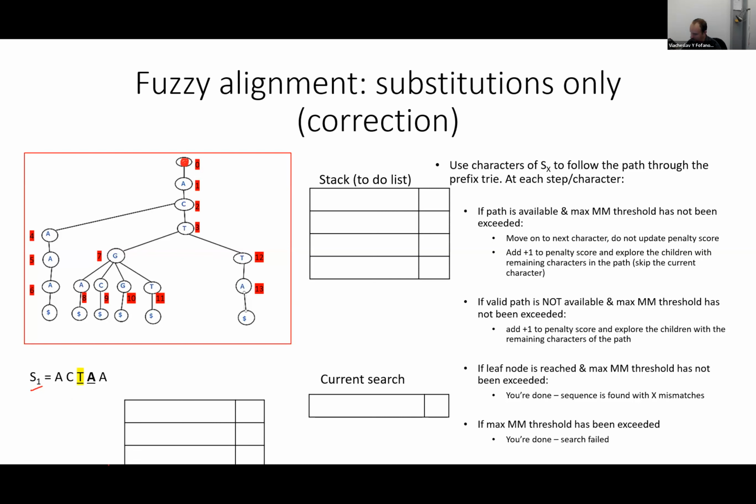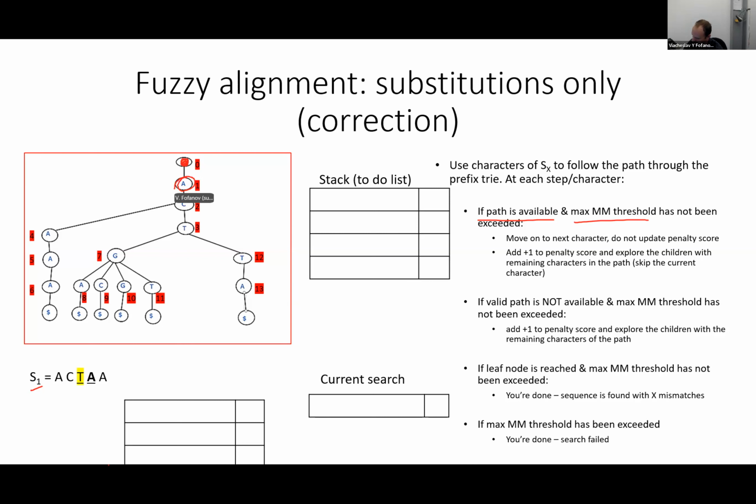So which of the options am I in? The path is available. Can I add one to the mismatch penalty and then explore the children? Well, not really, because there's only one child. Okay, great. So now I'm in this node over here.